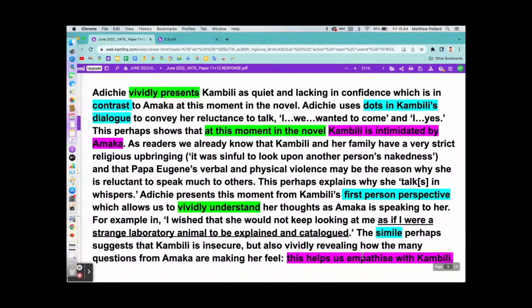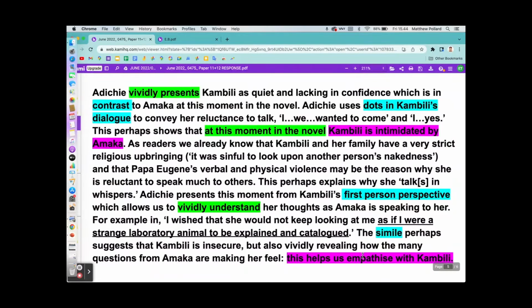As readers, we already know that Kambili and her family have a very strict religious upbringing. "It was sinful to look upon another person's nakedness," and that Papa Eugene's verbal and physical violence may be the reason why she is reluctant to speak much to others. This perhaps explains why she talks in whispers. Adichie presents this moment from Kambili's first-person perspective, which allows us to vividly understand her thoughts as Amaka is speaking to her.